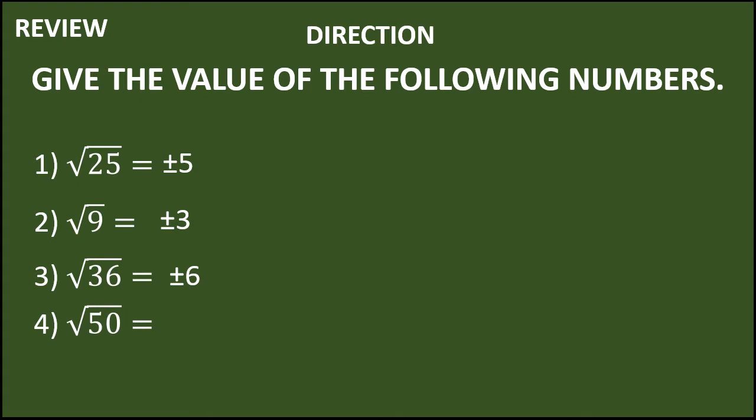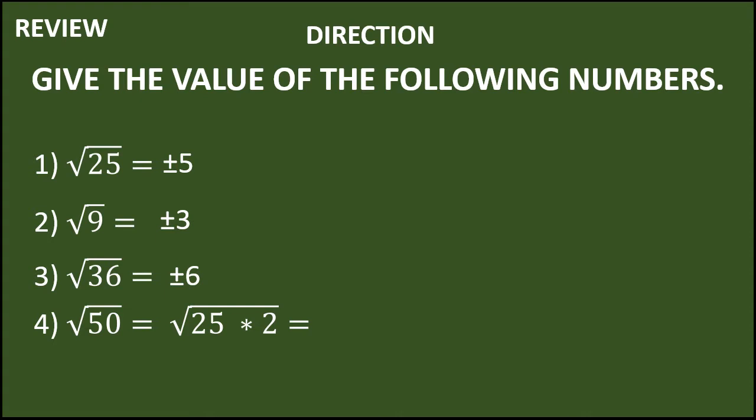For number 4, it is not a perfect square, unlike the first three examples. So for number 4, what we are going to do first is think of two factors of 50 that has a perfect square. In this case, the factors are 25 and 2. We chose these two numbers because 25 is a perfect square. So ang kapartner niya ay 2.